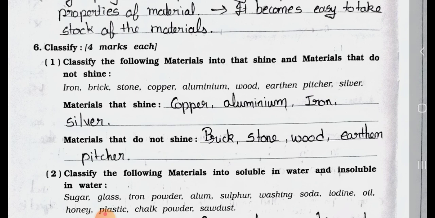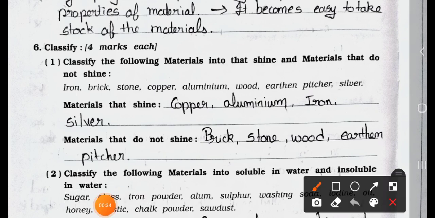Number 1. Classify the following materials into those that shine and materials that do not shine. First of all, we will see the materials given: iron, brick, stone, copper, aluminium, wood, earthen pitcher, and silver. Now see the materials that shine, that are copper, aluminium, iron, and silver. And materials that do not shine are brick, stone, wood, earthen pitcher.